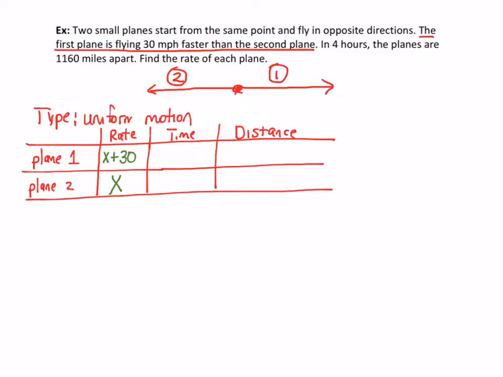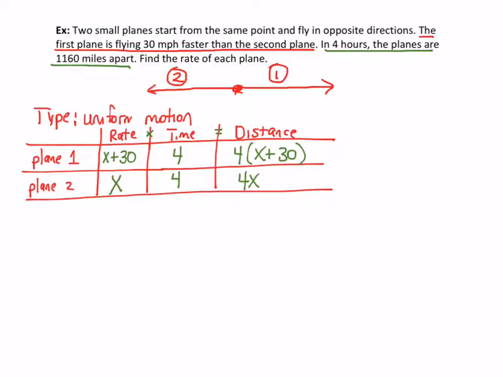The other thing that we know is how long these planes are flying. This says in 4 hours they're some distance apart. So they both fly for a total of 4 hours. And then we use the fact that distance is rate times time, so we can fill in the last column of that table and see that we have 4 times x plus 30, and this is 4x.